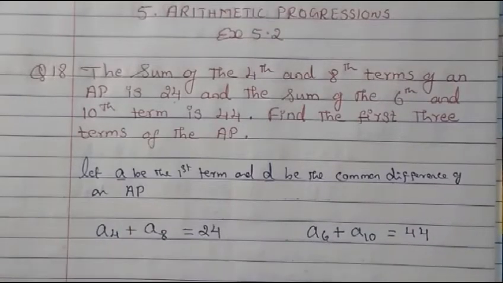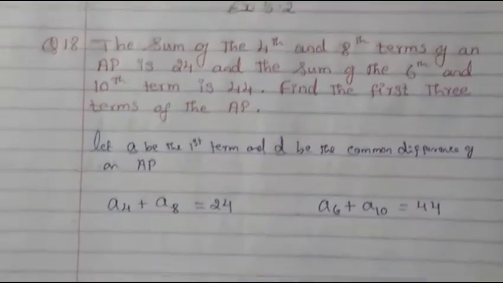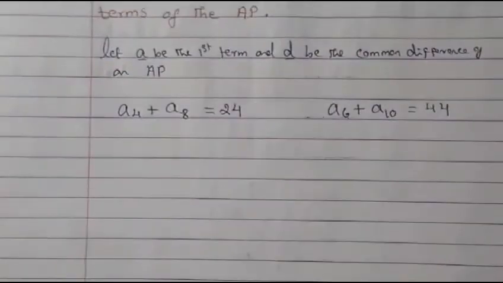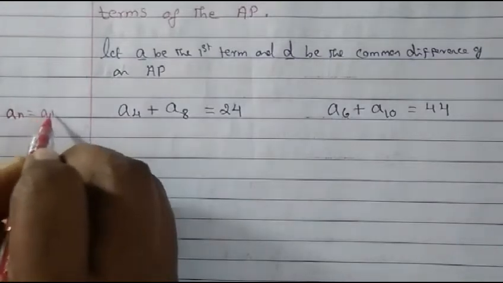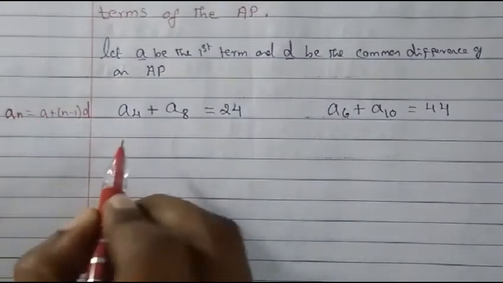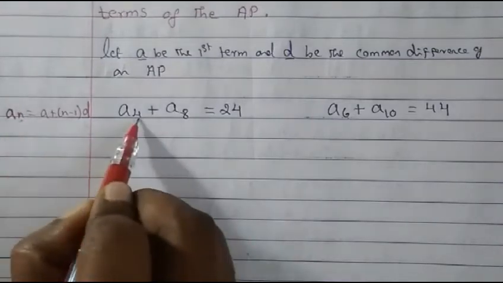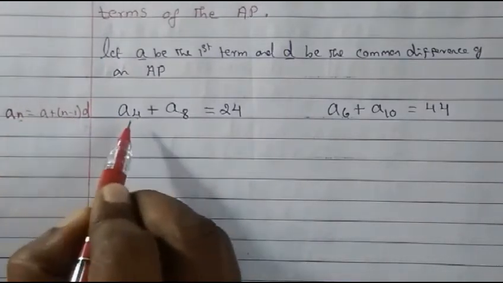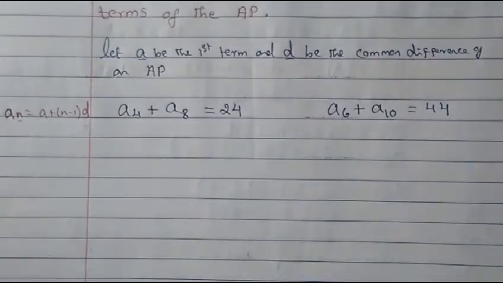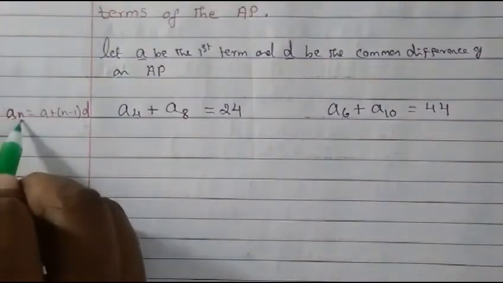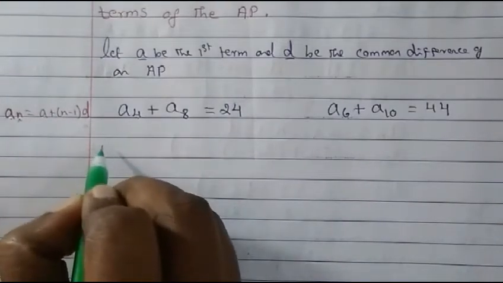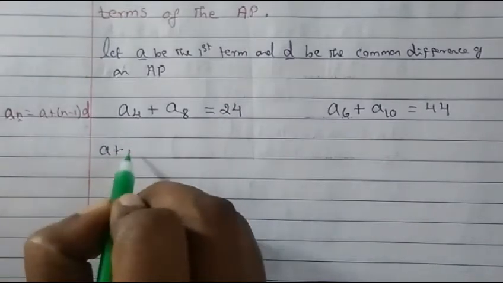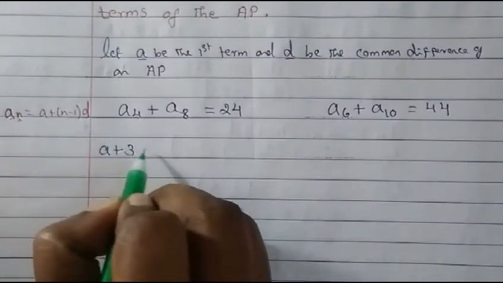Now can we simplify this? Because when we simplify then we can find the value for A and D. So let's simplify this. I have also told you how it can be written. The formula is A plus n minus 1 D. So now n here is 4, so n minus 1 will become 4 minus 1, right? So A4 can be written as A plus 4 minus 1, which will be 3D.